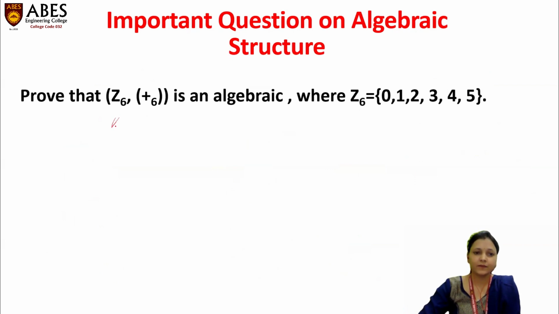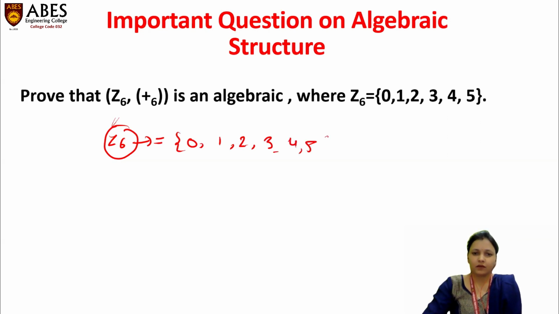Here the set is given as this. This means this set will consider all the values from 0 to 5. And here is the operator. This operator is known as addition modulo 6. Addition modulo 6.